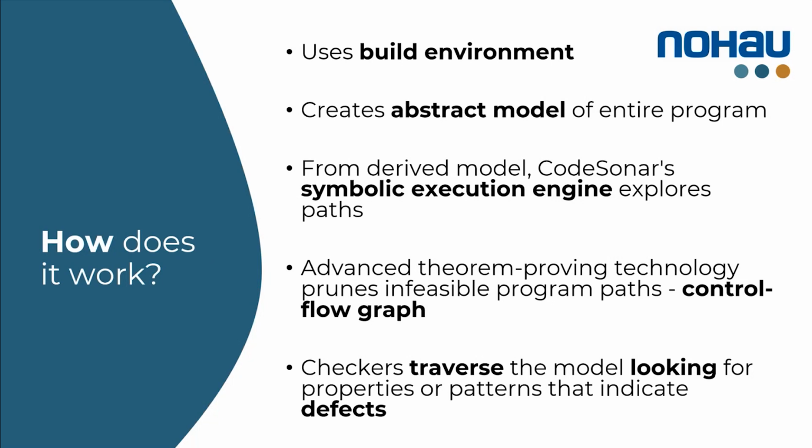It uses the build environment, which means that every compiler call will be tracked by CodeSonar. From there, it knows how it's built, and it builds an abstract model of the entire program. Then from this model, it uses the symbolic execution engine to see how many paths are possible. Then it prunes the ones that are infeasible, creating a control flow graph, and then it traverses the whole tree looking for defects.